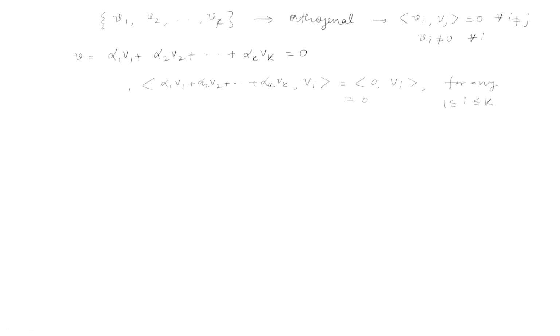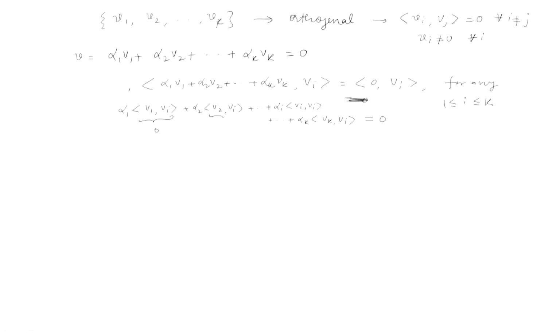Now when you apply the definition of inner product on this, this will be alpha 1 times inner product of V1 with Vi plus alpha 2 times inner product of V2 with Vi and so on. In between you will get some alpha i also, with Vi, and so on, alpha k times inner product of Vk with Vi, which is equal to 0 because the right hand side is 0. Now since this is an orthogonal set, for any two distinct vectors in this set the inner product is 0. So that means this is 0, that means this is 0, if i is not equal to k.